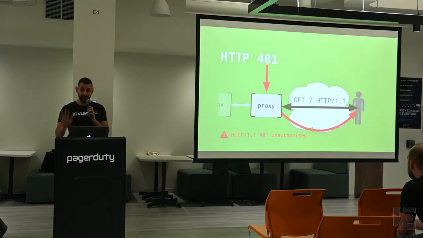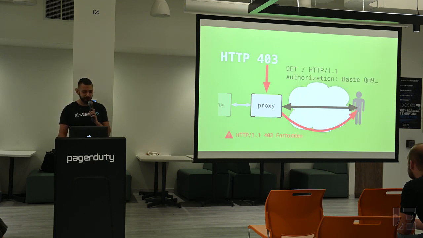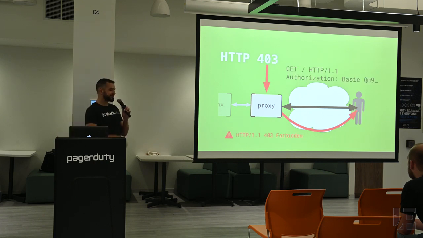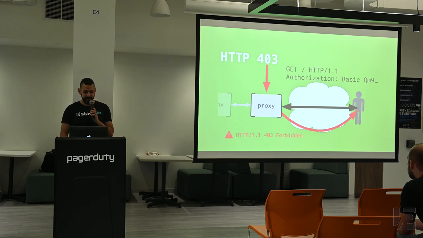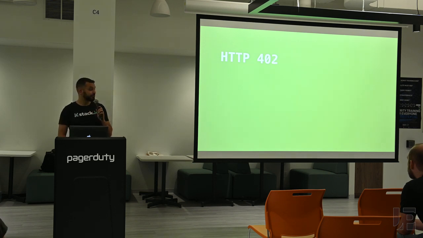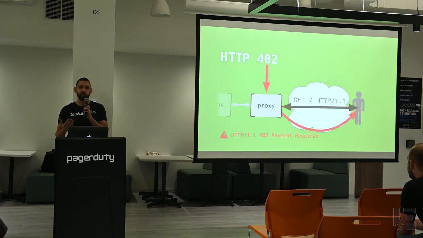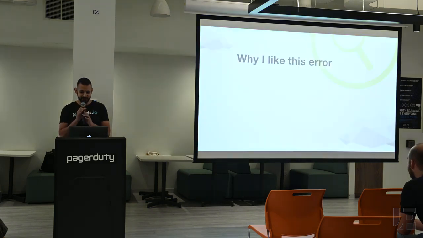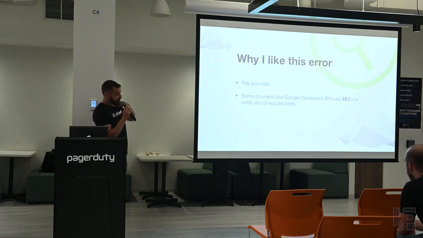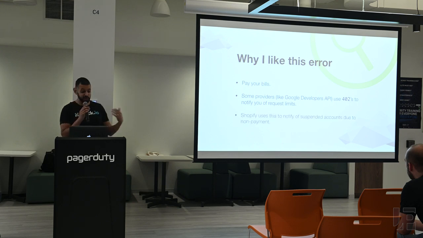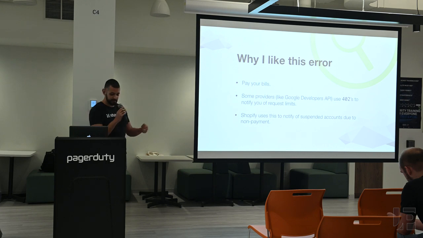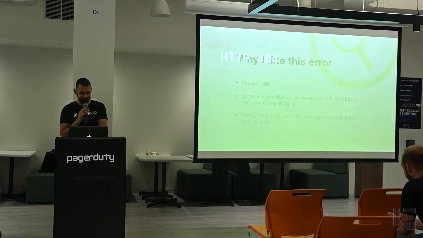401, which is basically you need credentials to get into this site over here. And then you have your 403 that says, I see your credentials, you're still not in. Got 402s, which I actually really like because it's payment required. Very blatant, right? Basically, you got to pay your bills when you get this error. Some providers, like Google Developers API, use 402s to tell you that you're hitting some request limits in there. And I know that Shopify, for example, uses this to notify the world that you haven't paid your bills. Pretty blatant on their part.